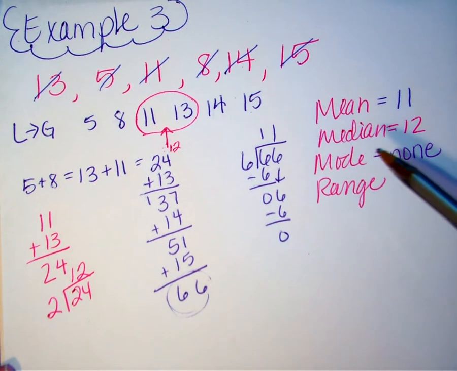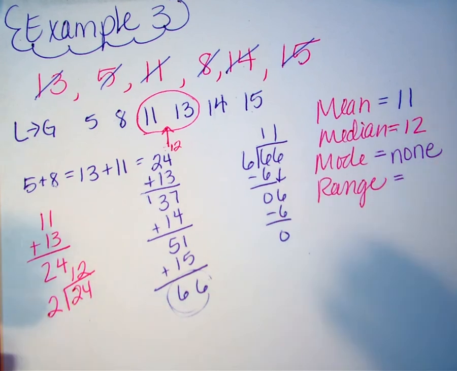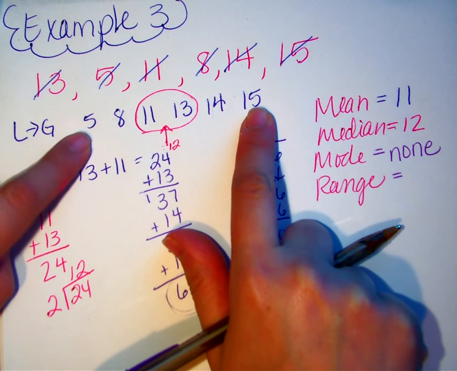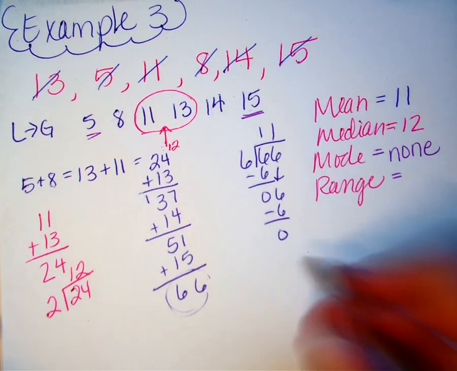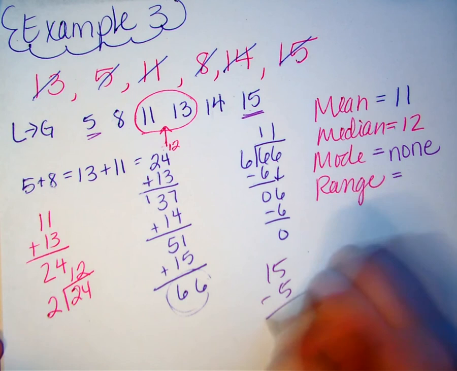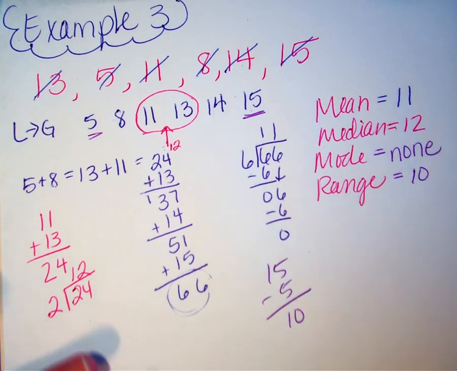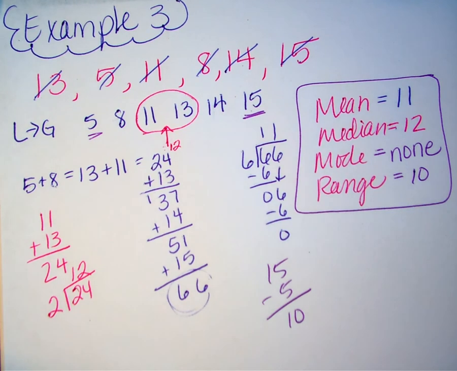If I had one more 5 here, 5 would be my mode. Now we're going to go to range. So range is, what is the range of the data? So greatest minus the smallest. So you're going to take 15 and subtract your 5 from it. So 15 minus 5 is 10. So that's our mean, median, mode, and range for this set of data.